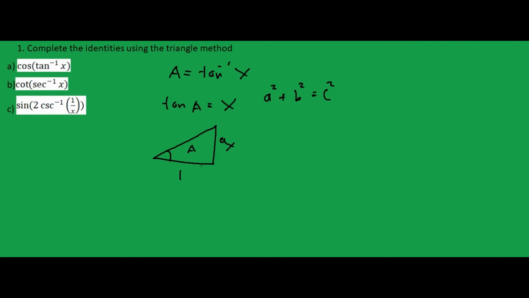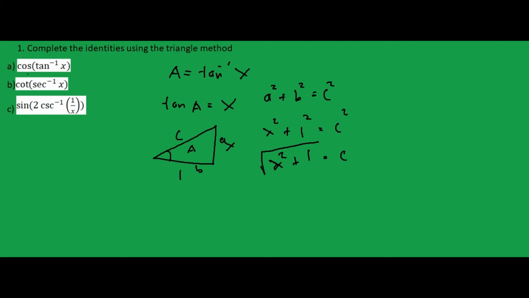So this is a, this is b, this is c. x square plus 1 squared is equal to c square. 1 squared is 1, and we bring the power of 2 to the opposite side. We get the square root. So c is square root of x square plus 1. So yes.